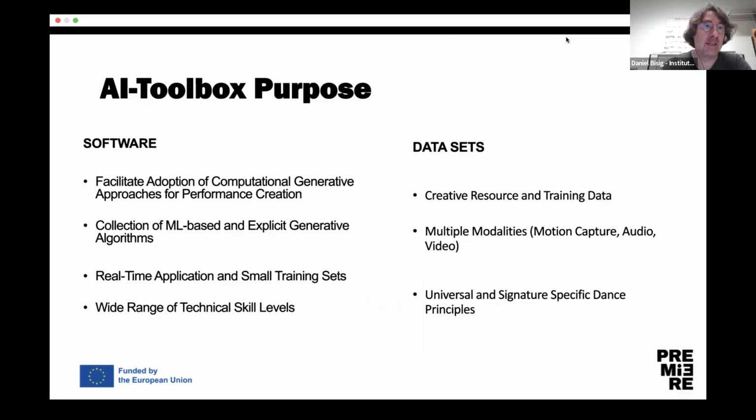So you are able to train the machine learning part of the tools with very small data sets, which means data sets that you can collect of your own, that can consist purely of your own artistic work and not other people's artistic work. Then the second part is data sets.